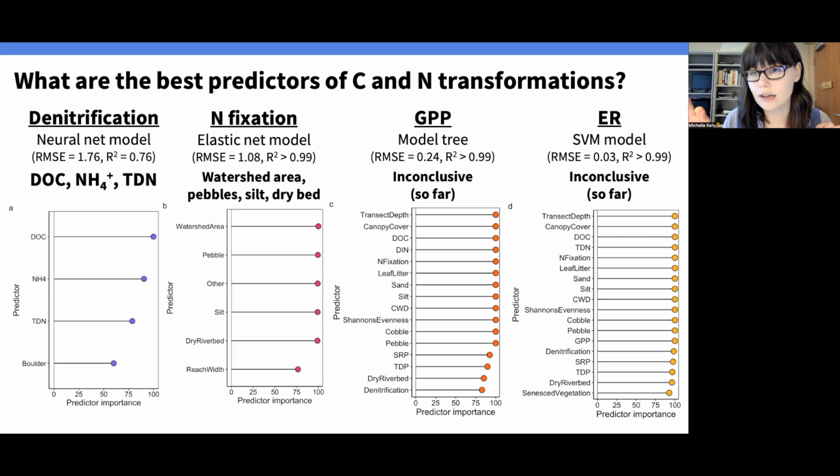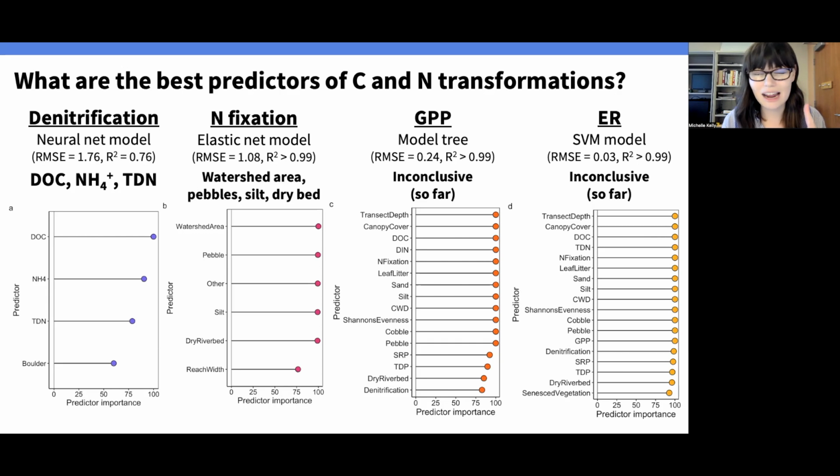For GPP and ER, what we found is that the model results predicted that many predictors were important to determining those rates. I think that's because our data set for these metabolism metrics doesn't have a whole lot of variation between the results of GPP and ER, so many of the predictors are determined as equally important. That will change as I am adding metabolism results to this data set. So that is inconclusive so far.